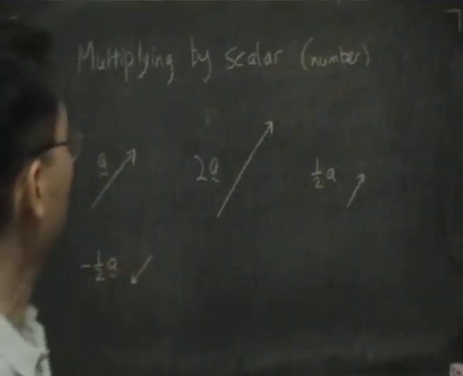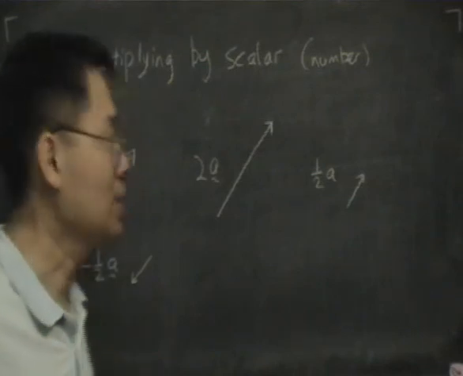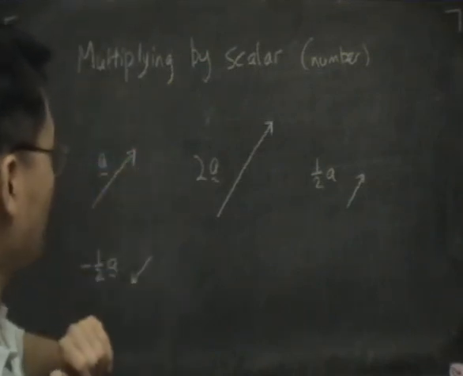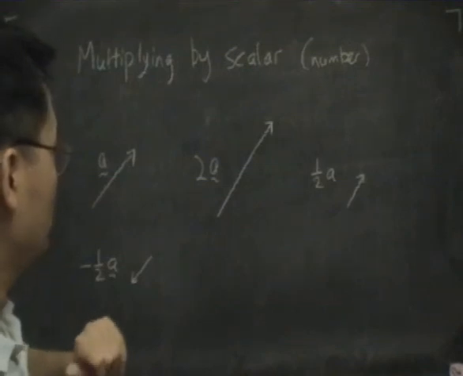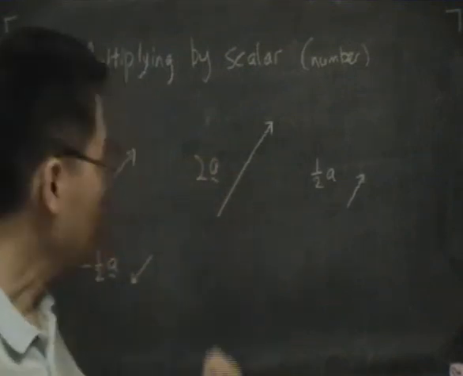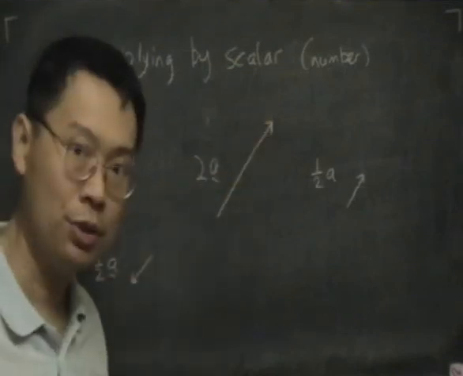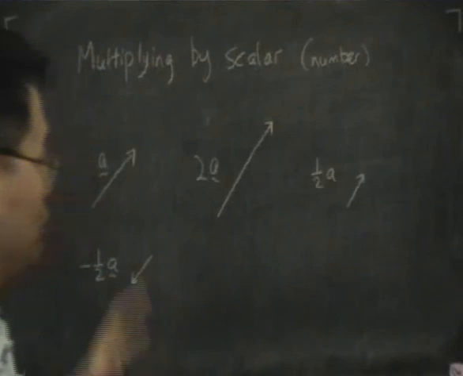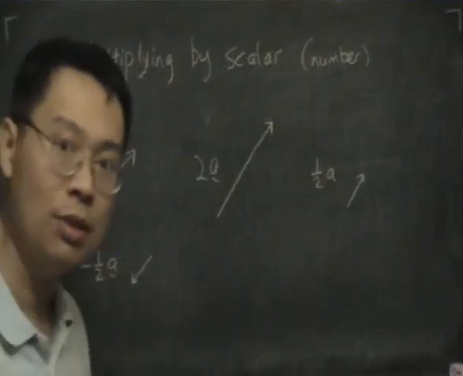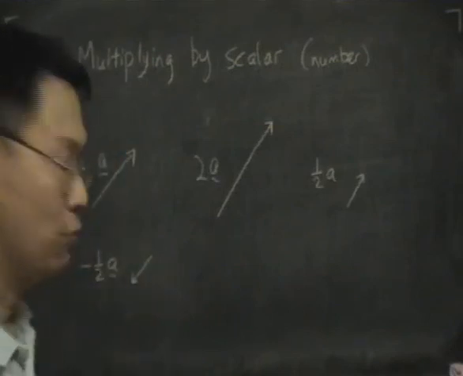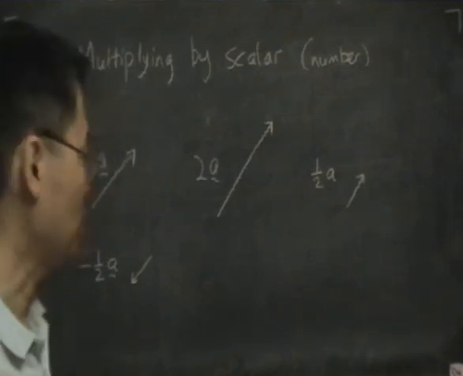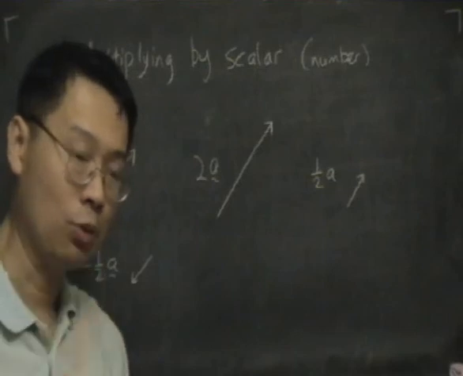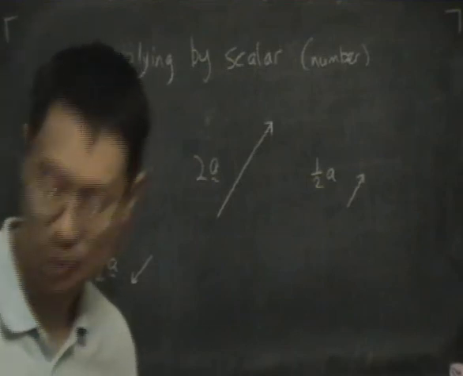So now we know what is meant by multiplying by a scalar. When we multiply a vector by a number, we simply have a new vector that goes in the same direction, but it becomes longer by that number of times. And if that number happens to be a negative number, we have to flip the direction as well. But it must remain parallel to the original vector, except that the direction becomes opposite.